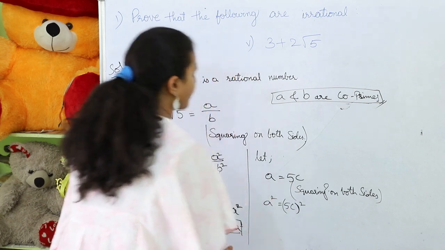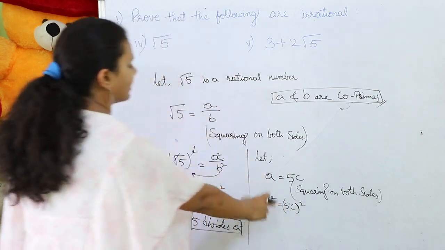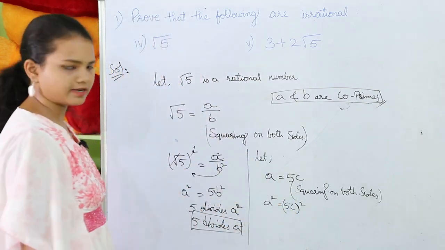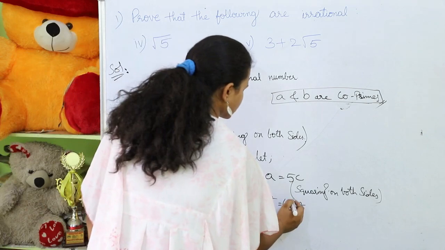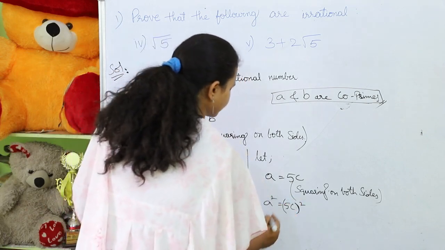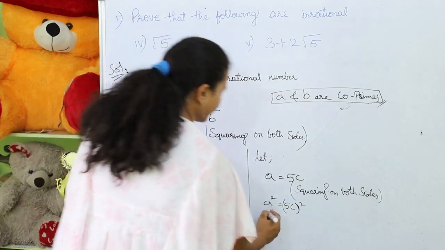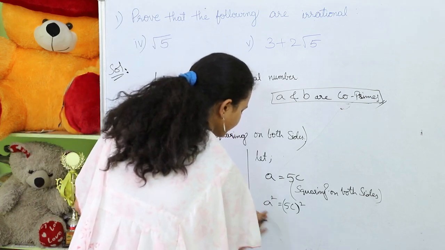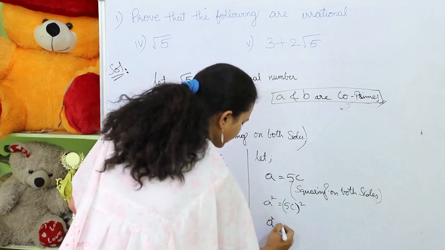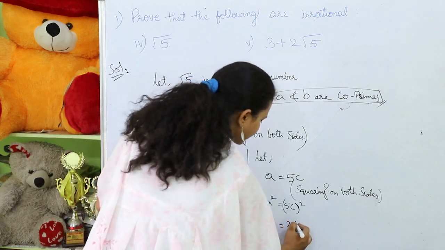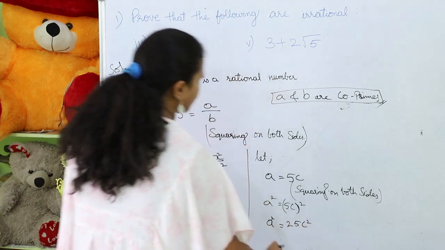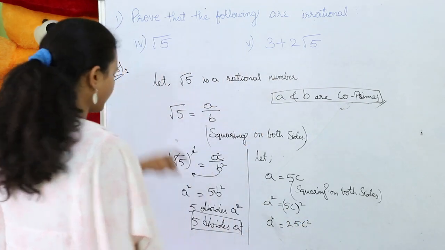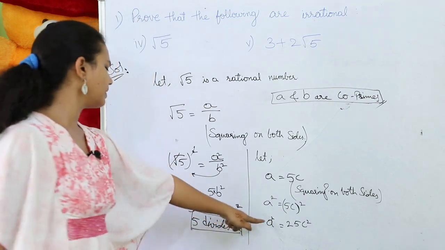5c whole square means the square is applicable for 5 and the square is also applicable for c, right? So this becomes 5 square into c square. Let me write over here: a square equal to 5 square, which means 25, c square as it is c square. Now here I have got a square.